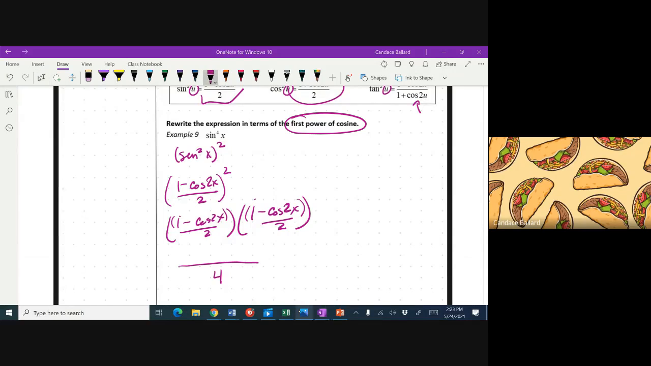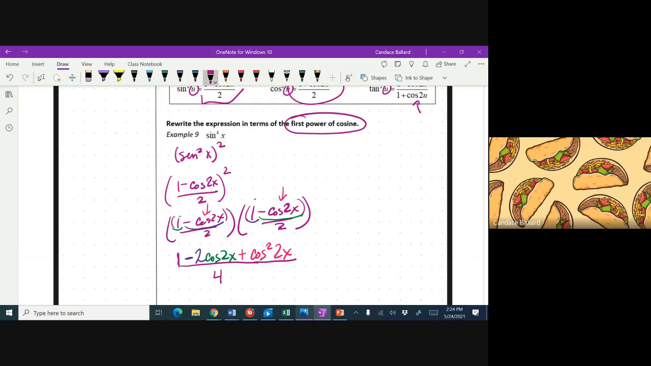So 1 times 1 is 1. All right, I'm going to do this in a different color. 1 times negative cosine 2x would be negative cosine 2x. But check it out. Purple will be fine. Negative cosine 2x times 1 would be another one of these. So when I combine it together, I actually have negative 2 cosine 2x. So I'm kind of shortcutting it. I'm doing that addition of the O and the I in my head. And then we've got a negative cosine 2x times a negative cosine 2x would be positive cosine squared 2x. The squared goes on the trig, not on the 2x. So it should stay 2x, not 4x squared.